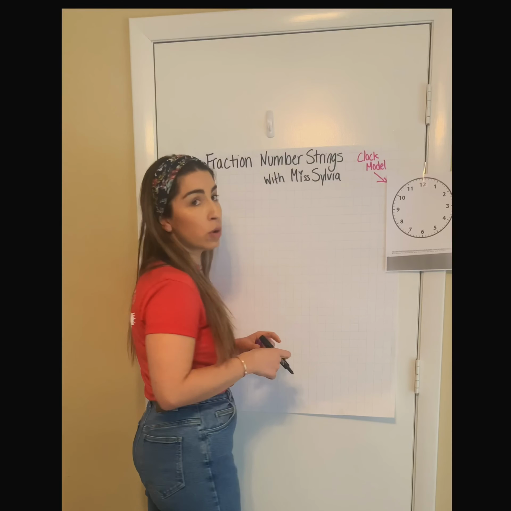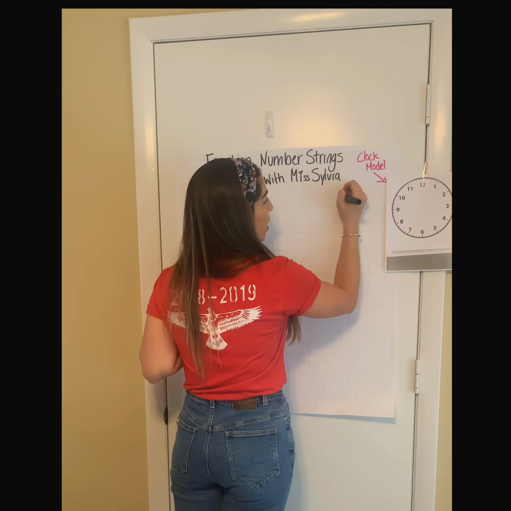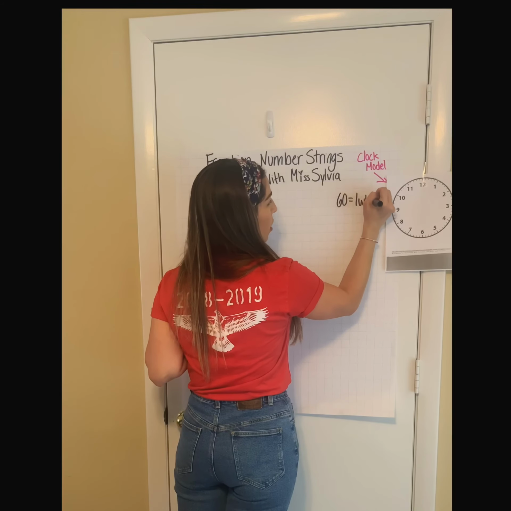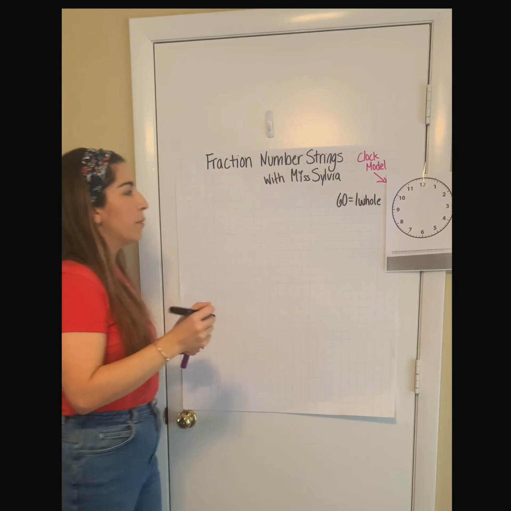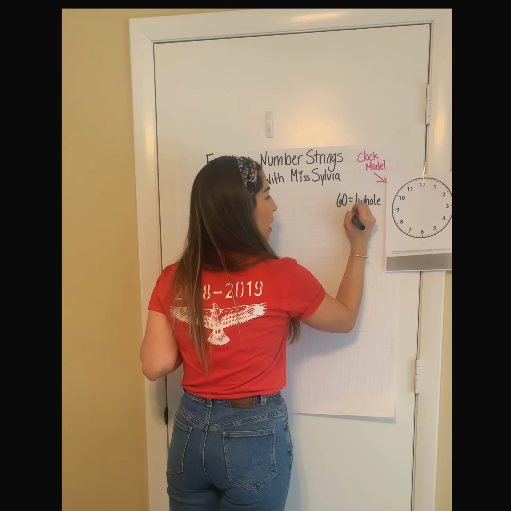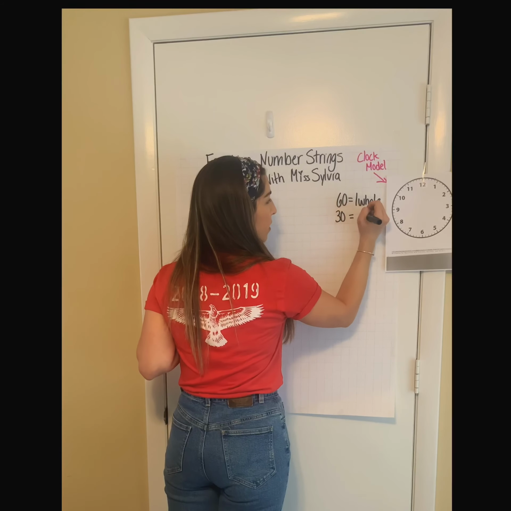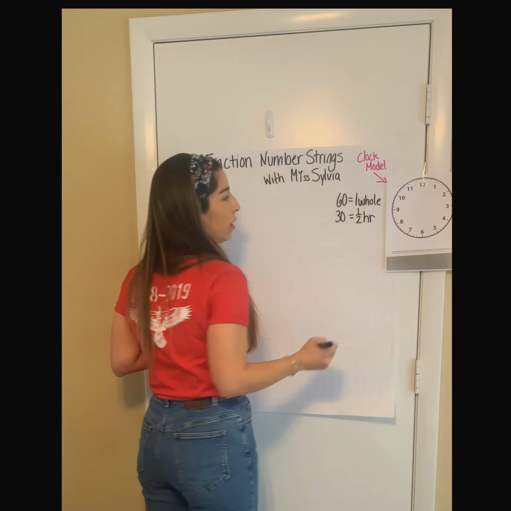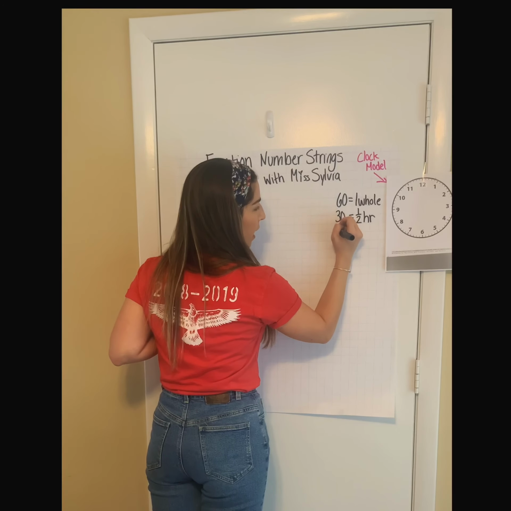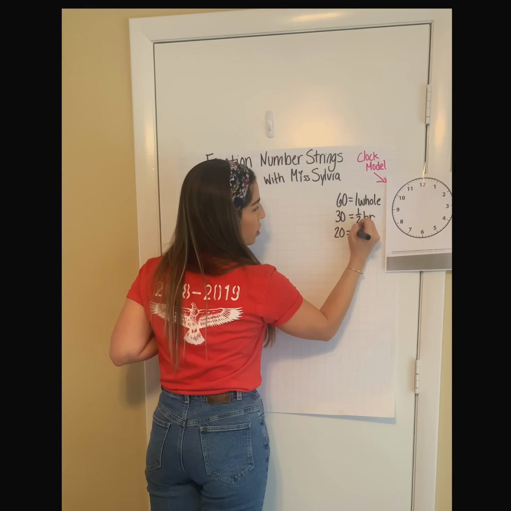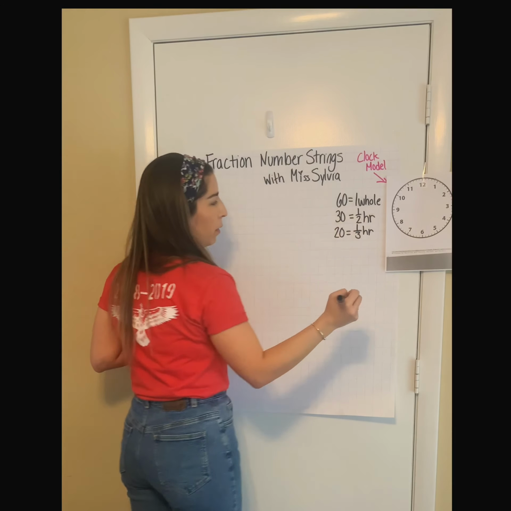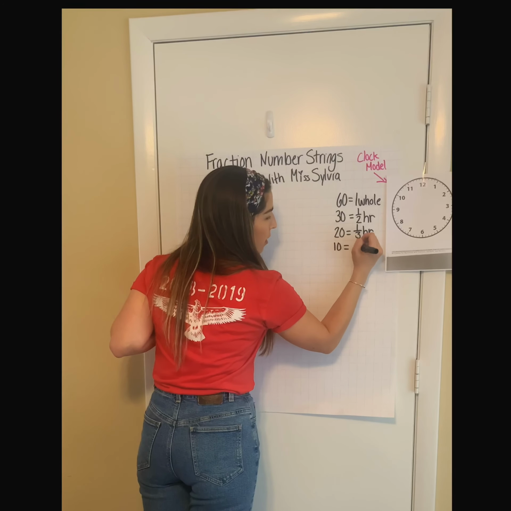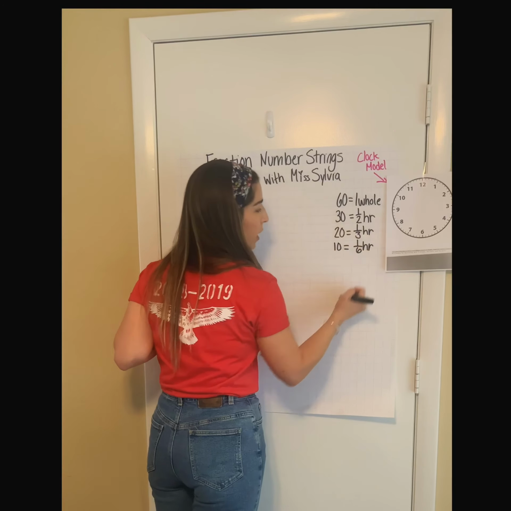And what you told me was that there were 60 minutes in an hour. So in this case, 60 minutes is equal to 1 whole. From there, we discussed that 30 minutes is equivalent to 1/2 an hour. Then we have 20 minutes, which is equivalent to 1/3 of an hour. And then from there, we talked about how 10 minutes is equivalent to 1/6 of an hour.